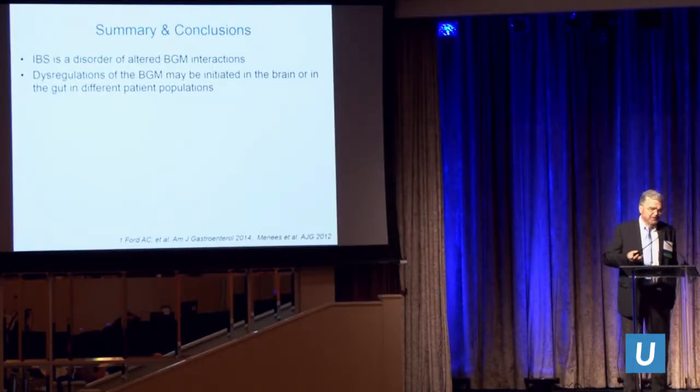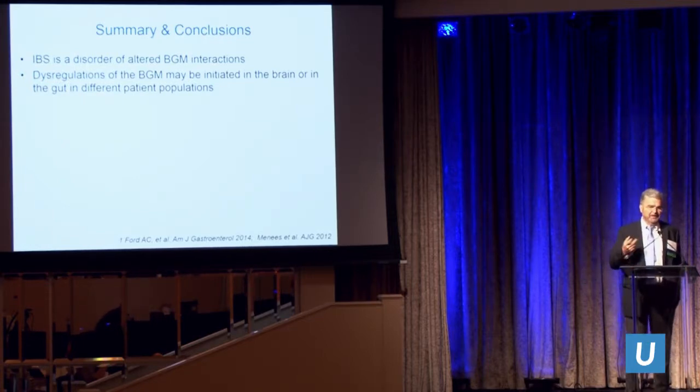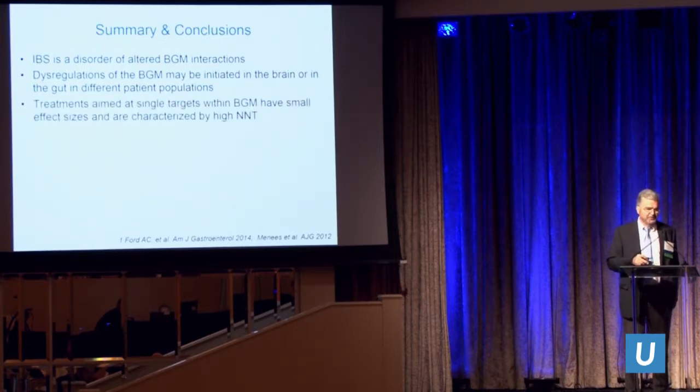So in conclusion, I don't know how many people I convinced in this room of this concept. IBS is a disorder of altered brain-gut microbiome interactions. As Lin Chang will emphasize, there are even discussions in the Rome process to rename it functional disorders of brain-gut interactions. Dysregulation of the system, and I think this is an important one, may be initiated in the brain or in the gut in different patient populations, and this may have implications for the optimal treatment.